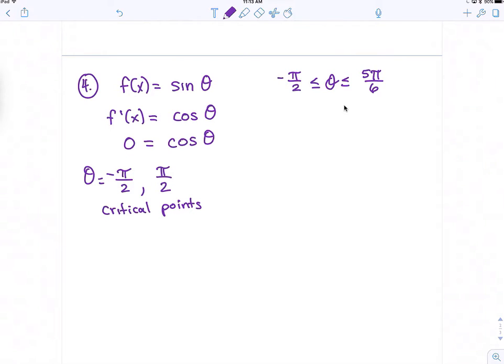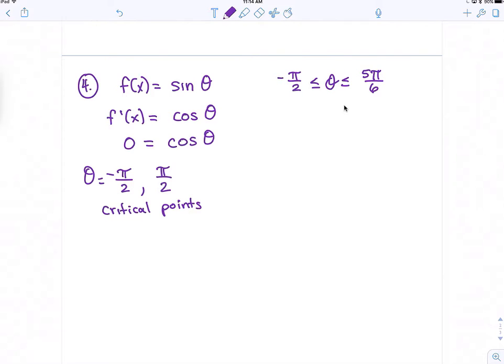Remember on your unit circle that the cosine of theta is which value? Your x value or your y value? X. Good. So it's where is your x value 0 on your unit circle in our given interval? So at -pi/2 and at pi/2. So we've established that.